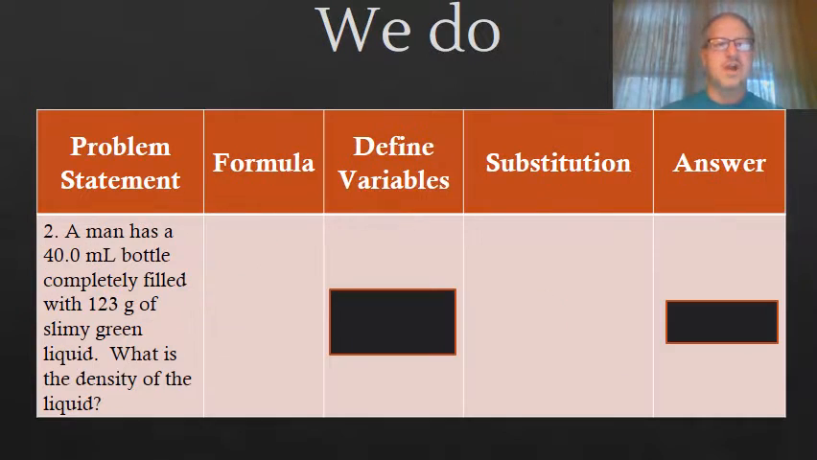Okay, let's try the next one. A man has a 40 milliliter bottle. It's completely filled with 123 grams of slimy green liquid. So what is the density? We're solving for density, right? Of course. So density equals mass divided by volume.